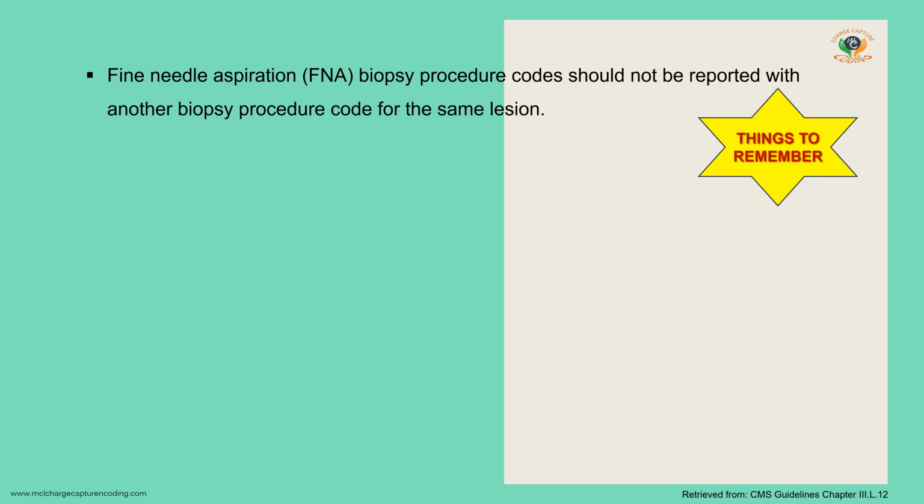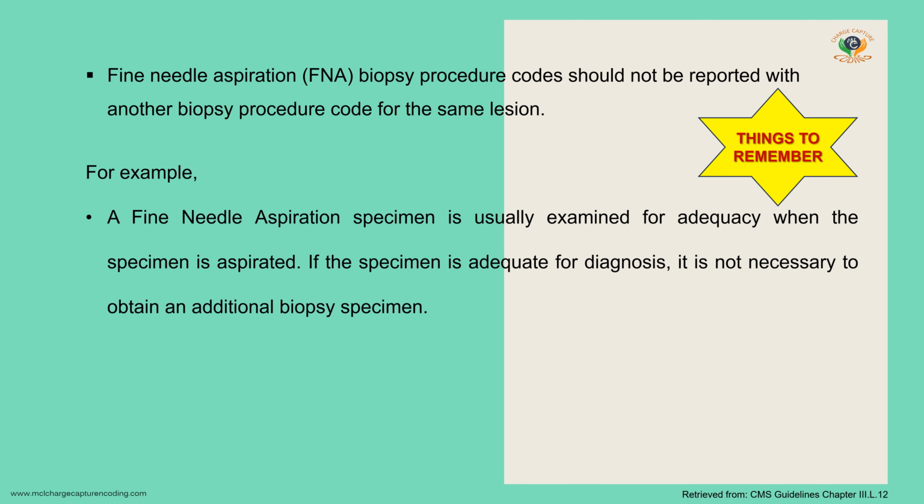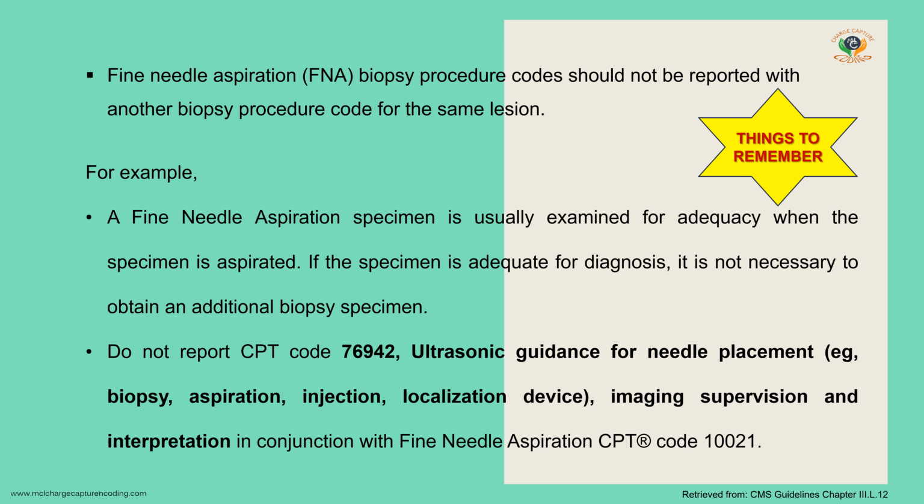For example, a fine needle aspiration specimen is usually examined for adequacy when the specimen is aspirated. If the specimen is adequate for diagnosis, it is not necessary to obtain an additional biopsy specimen. Do not report CPT code 76942 or ultrasonic guidance for needle placement for biopsy, aspiration, injection, or localization device with imaging supervision and interpretation in conjunction with the fine needle aspiration CPT code 10021.